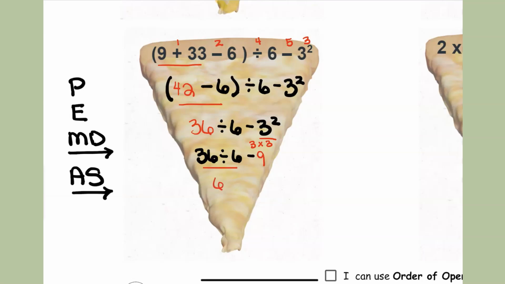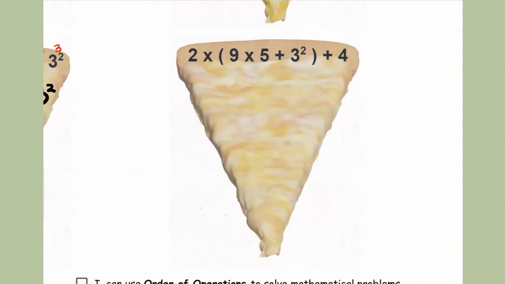Next, we go back to our division. So 36 divided by 6 is 6, and we drop down that 9 that we did not touch. And our very last part of this problem, 6 minus 9, is negative 3. So if that's the answer you got, great job. Let's continue on.